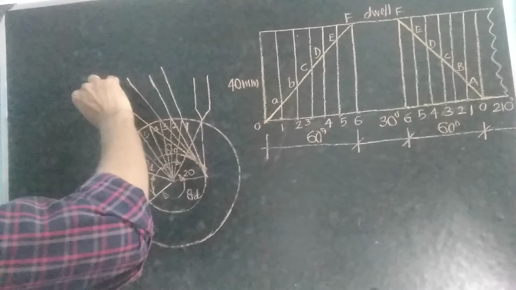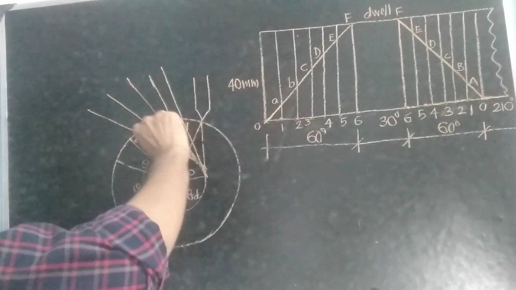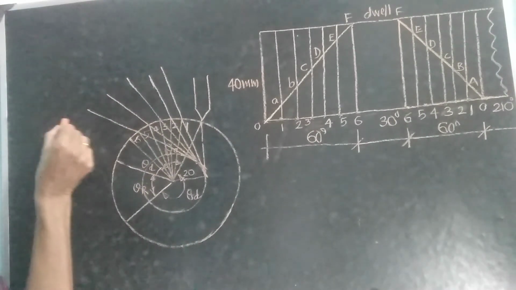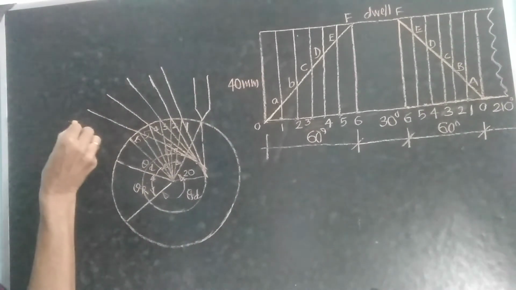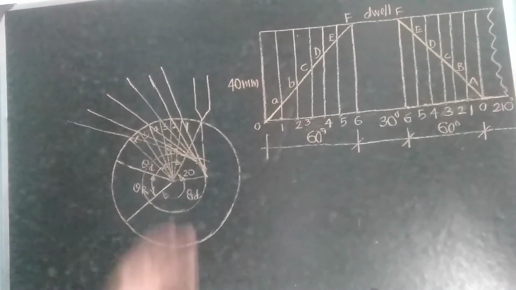Then draw another line which is passing through point 5 and tangent to the offset circle. Finally, draw a line which is passing through 6 and tangent to the offset circle.